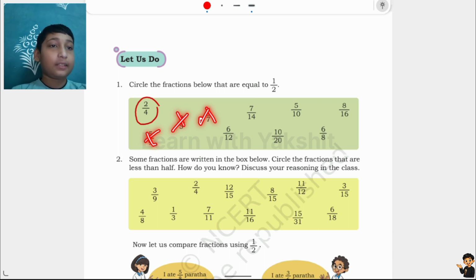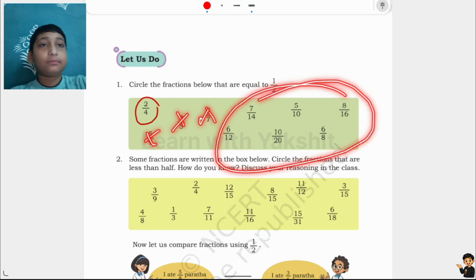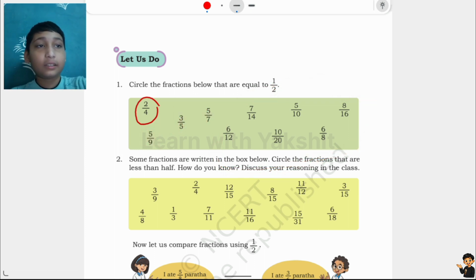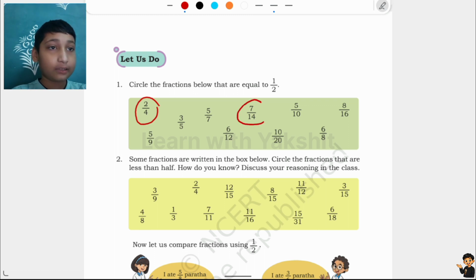Now we have to see these. In this, 7 is half of 14, so we'll circle this. As well as 6 is half of 12. And 10 is half of 20. And 5 is half of 10.